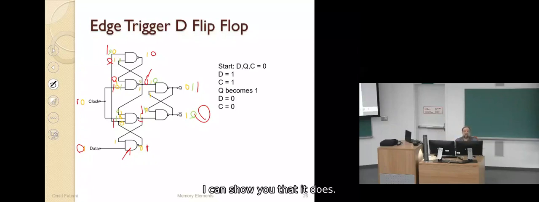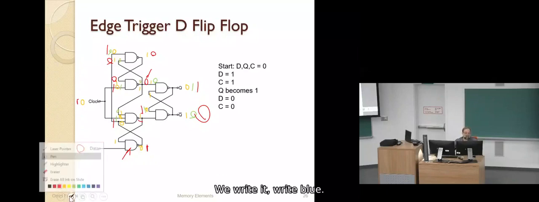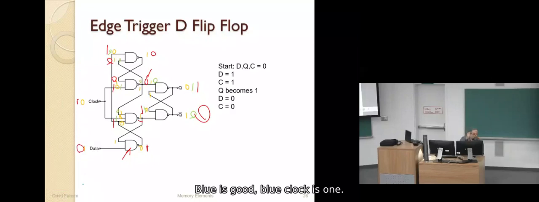I can show you that it doesn't. Now clock becomes 0. We write it with, what do we write? Blue. Blue is good. So clock is 1, then clock becomes 0. So we have 0 here, so it is 0 clock.